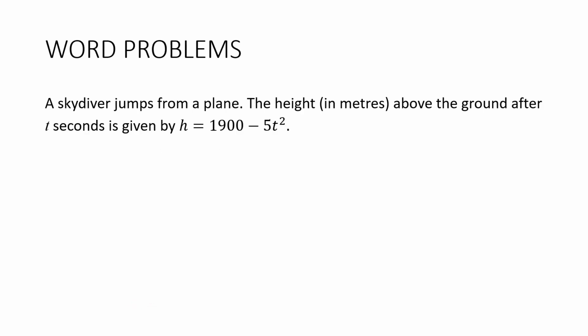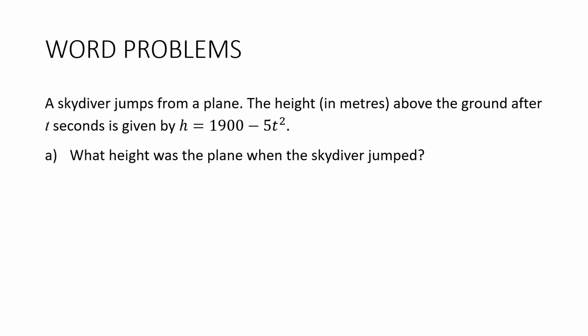Okay, let's finish this off with some applications. We'll start with word problems. A skydiver jumps from a plane. The height in meters above the ground after t seconds is given by h is equal to 1900 take away 5t squared. What height was the plane when the skydiver jumped? So this means what height was the plane when t was equal to 0?